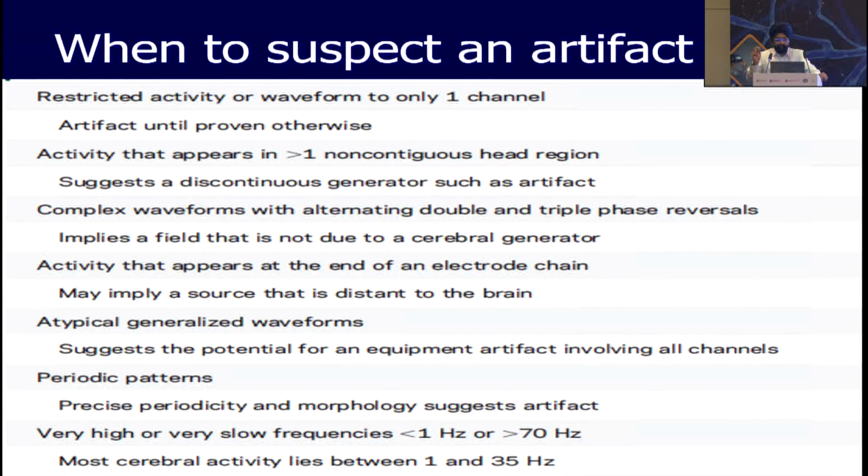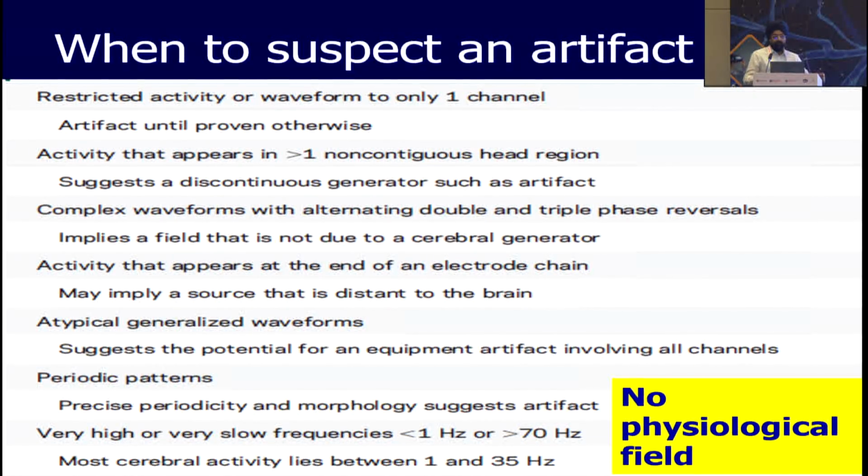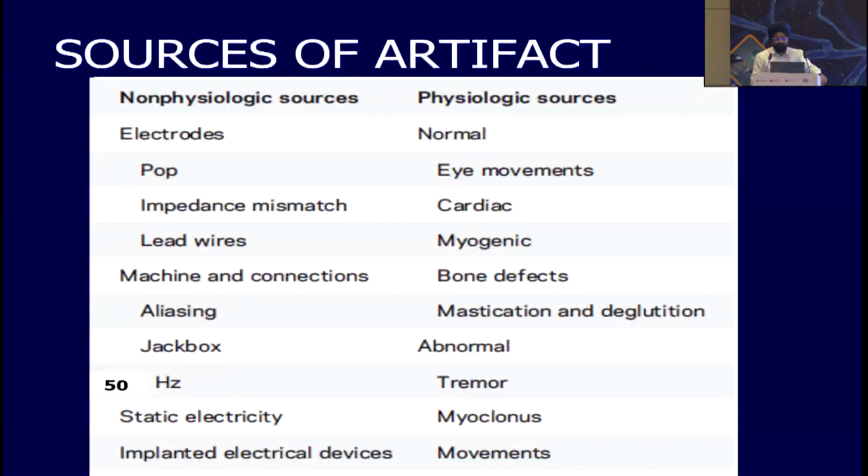Periodic patterns with a precise periodicity and morphology suggest an artifact. Precise morphology and periodicity. In an artifact, a discharge which comes at a periodic interval will not be the same in every discharge. And then you have a very slow or a very high frequency, less than 1 Hz or more than 70 Hz, whereas most of the brain activity comes in the range of 1 to 35. And most important, it should not have a physiological field. So, it should be an out-of-the-field phenomenon.